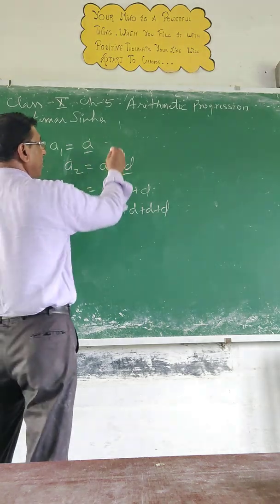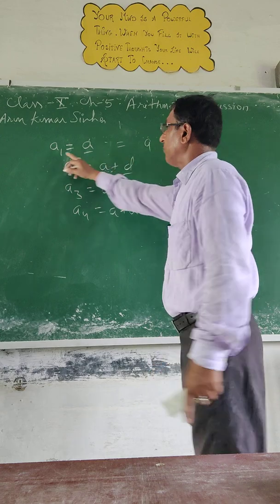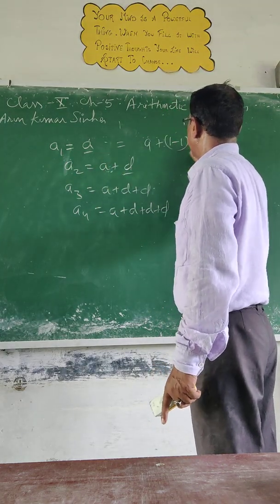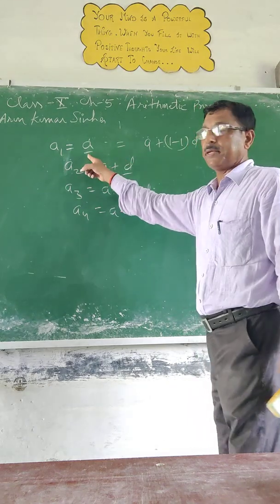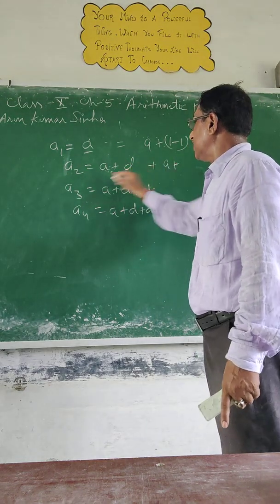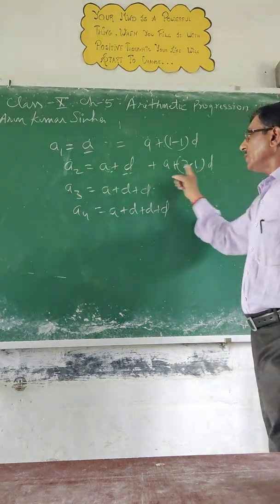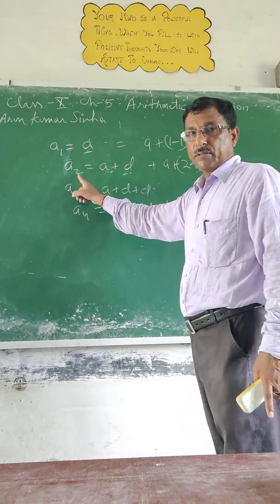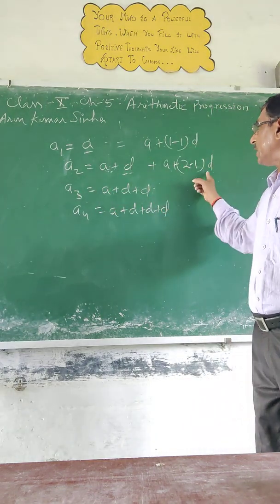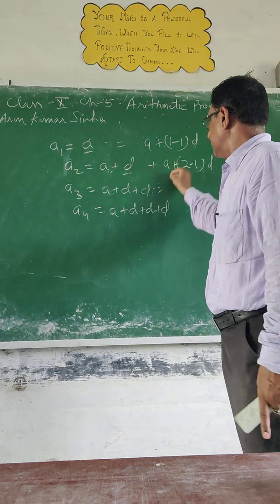Okay, so let us put it in short form. For A1, you can see 1, so what can you write? 1 minus 1, that is 0, again you will get A. Now put it this way: for A2, A plus 2 minus 1, D. Can you see 2 is mentioned here, and if you subtract 1, you will get A plus D? Can you see? Both are same. That means, let's see the third term.